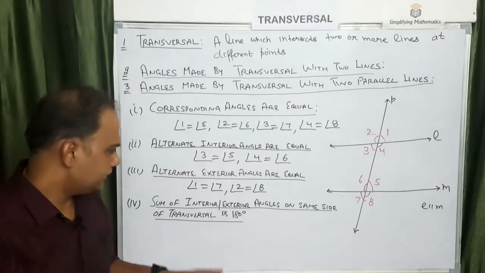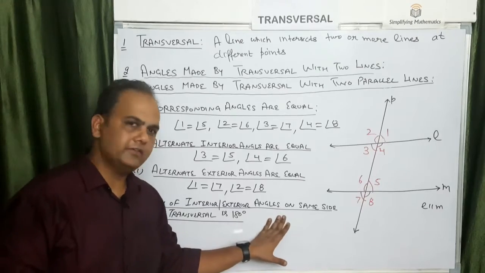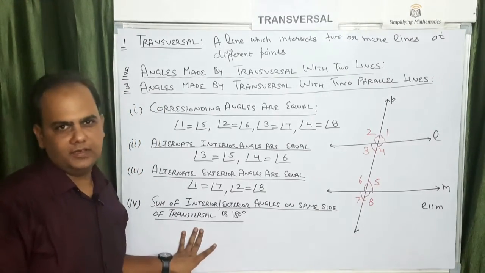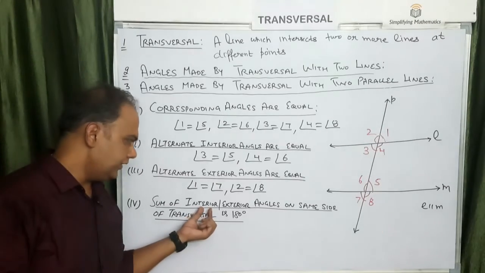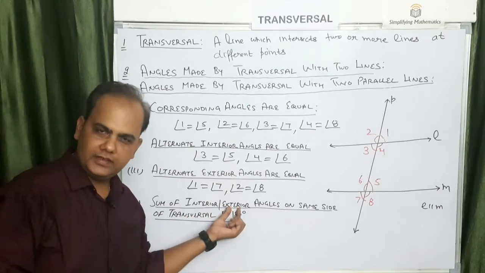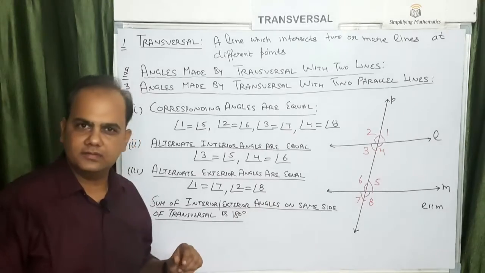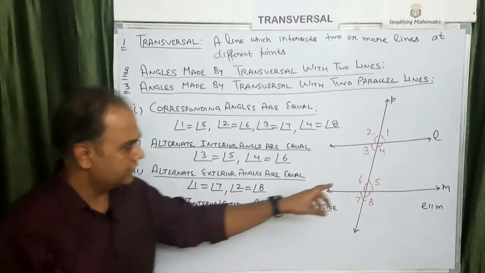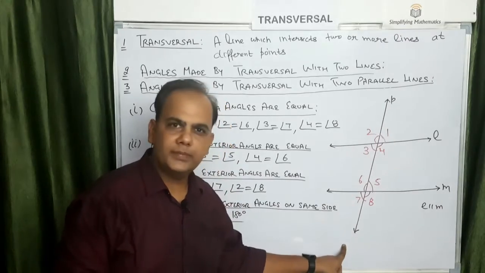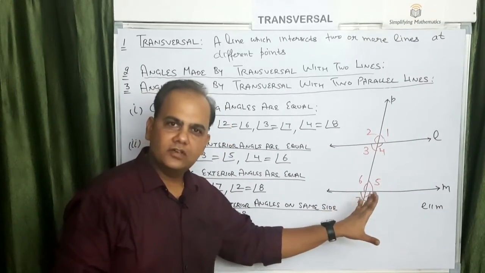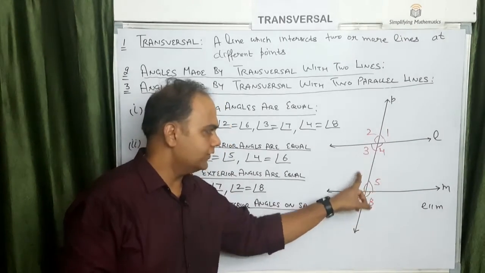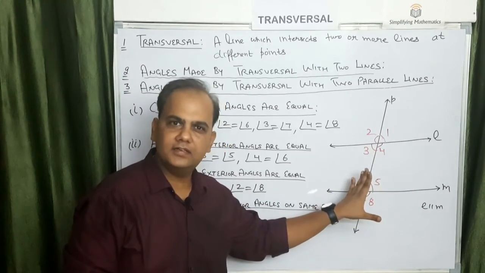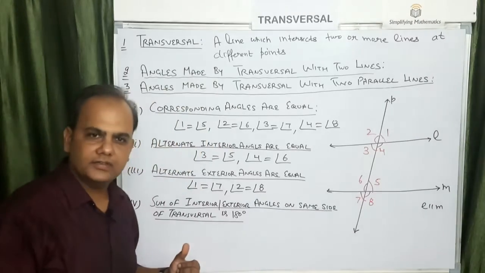Now next property is कि sum of interior or exterior angles on the same side of transversal is 180 degree. कि जो interior angles हों या exterior angles हों on the same side of transversal. So first of all look at the interior angles which are on the same side of transversal. Now this is the transversal P. Now which are the angles which are on the same side? So one is angle 3 and angle 6, second is angle 4 and angle 5. So these are the interior angles which are on the same side of transversal.